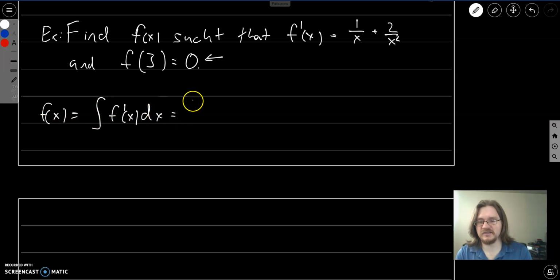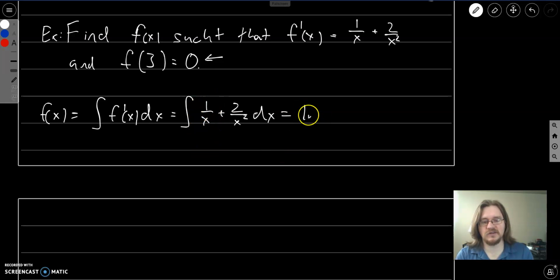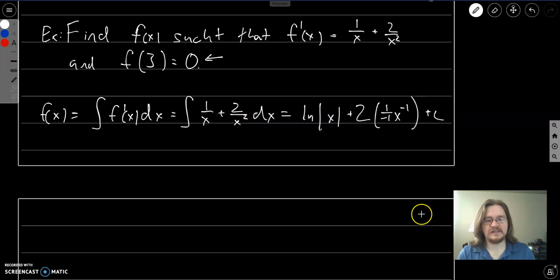So if I take the antiderivative of the derivative, I should get back to f. So here, this is going to be the antiderivative of 1 over x plus 2 over x squared. And then again, I have the antiderivative of 1 over x, which we just learned is going to be the natural log of the absolute value of x. And then we have 2 over x squared. So I can pull out the 2 first, and then I have 1 over x squared, which is the same thing as x to the negative 2. So raising that to the 1 higher power, so 1 more than negative 2 is negative 1. And then I need to divide by that power, and then add c.